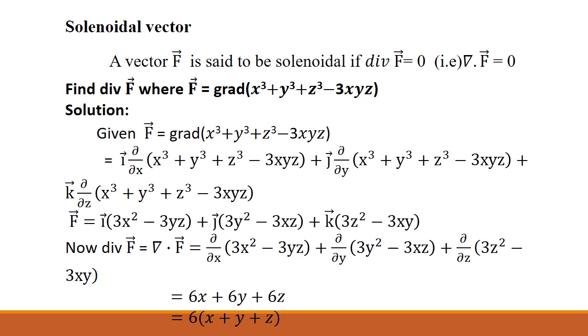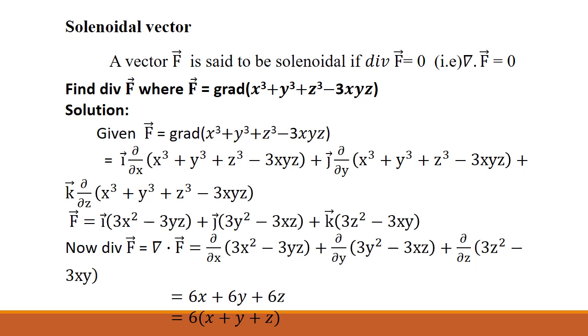Here div f vector, that is del dot f vector. Then find div f vector. First, f vector is not directly given. F vector equals grad of some function. Therefore first find f vector, then find div f vector. Div f vector means del dot f vector, that is del, which means vector i into dou by dou x plus vector j into dou by dou y plus vector k into dou by dou z, dot f vector.